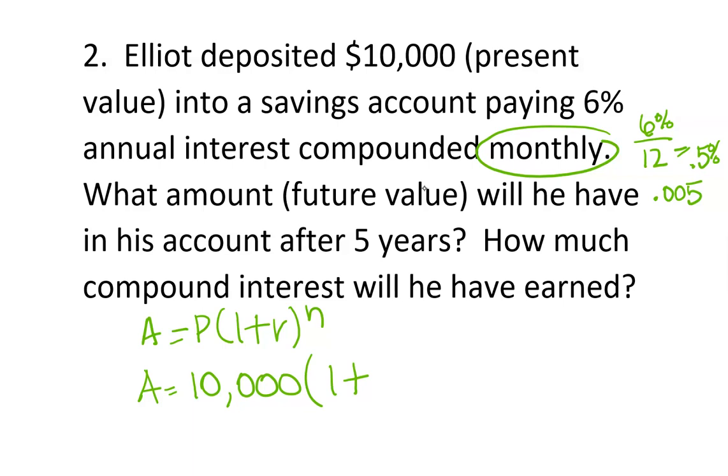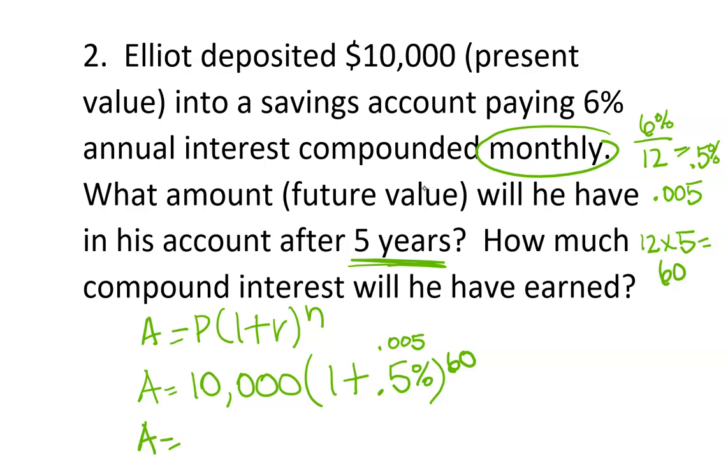So when we put this into the formula, we have 1 plus 0.005, or if you want to, you can do 0.5%. Either one is okay. And then how many interest periods would there be for 5 years? If we have 12 interest periods every year for 5 years, we're going to have 60 periods that this interest is actually being calculated.